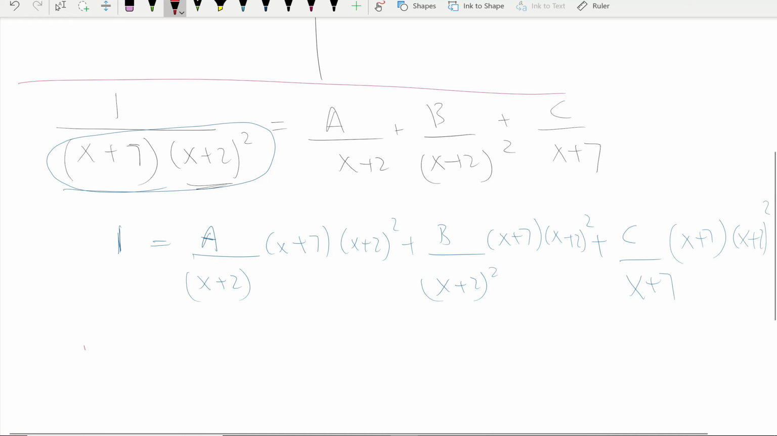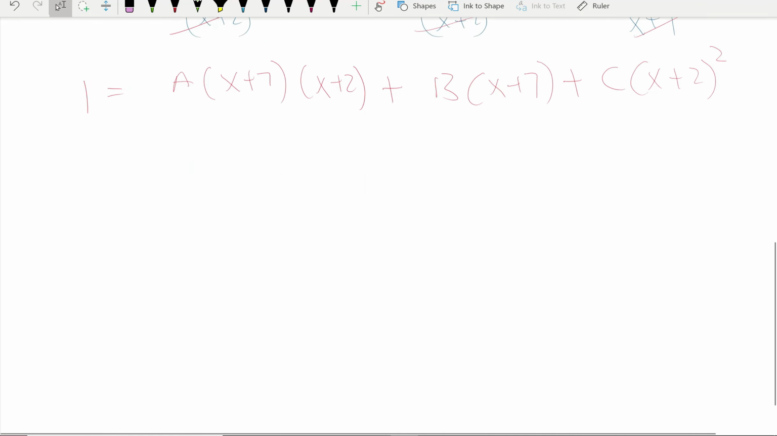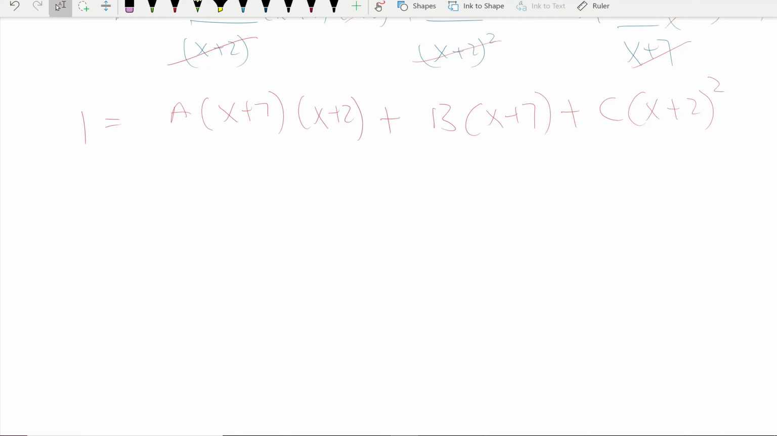Alright, so what do you get? A, 1 on the left, a over x plus 2, not over, x plus 2 cancel out, but just a 1 x plus 2, okay? So another x plus 2 will remain because it was x plus 2 square. Here b, now x plus 2 square cancel out, so it's going to be b times x plus 7. Plus c, x plus 7 cancel out, but you are left with x plus 2 square. Okay, so that's the difference with repeated factors. So be careful a little bit.